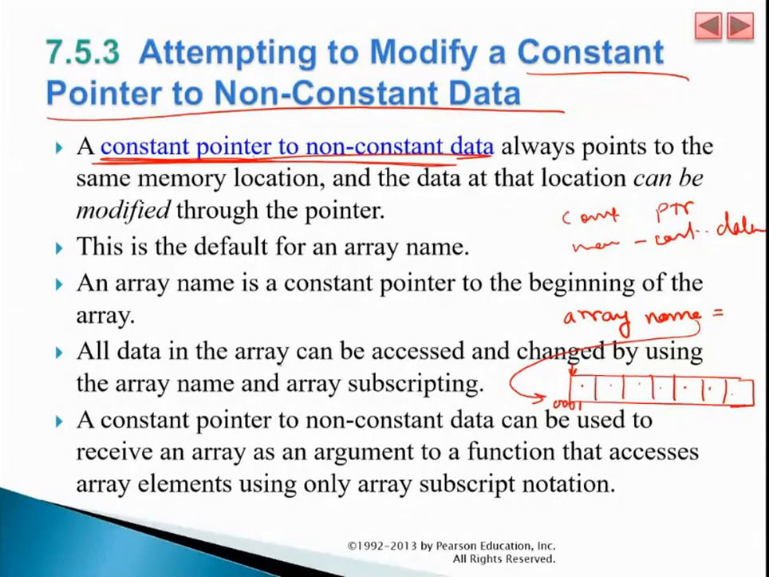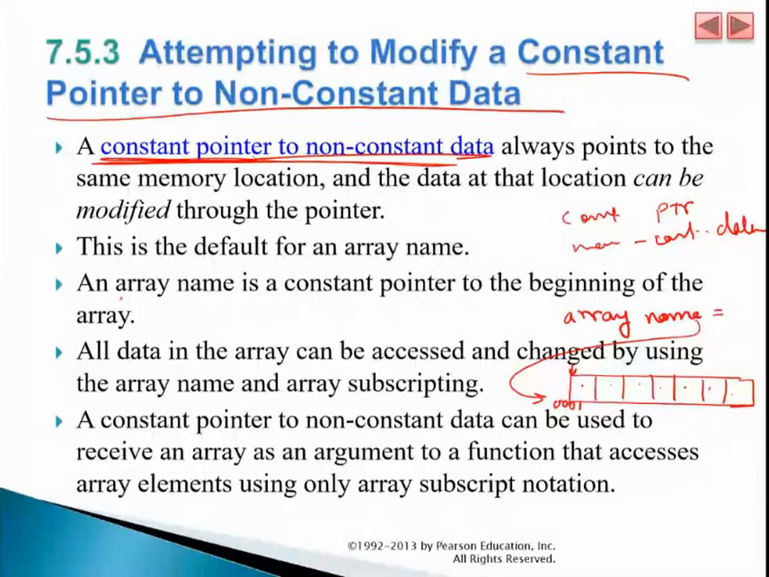So all data in the array can be accessed and changed by using array name and subscript, but a constant pointer to non-constant data can be used to receive an array as an argument to a function that accesses array elements using only array subscript notation, right? Any question here?